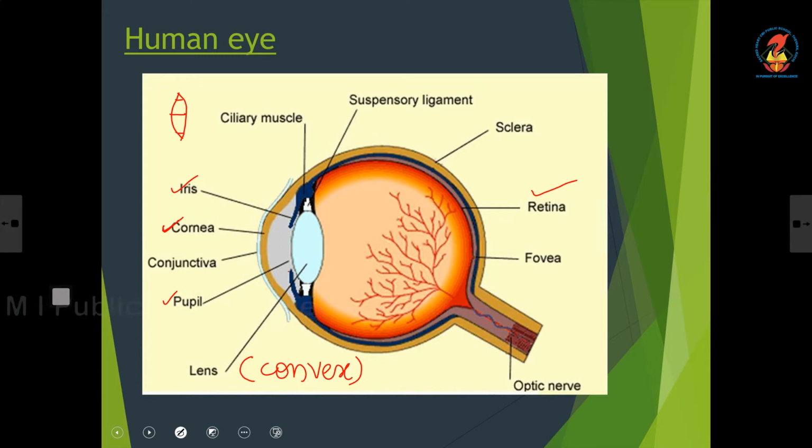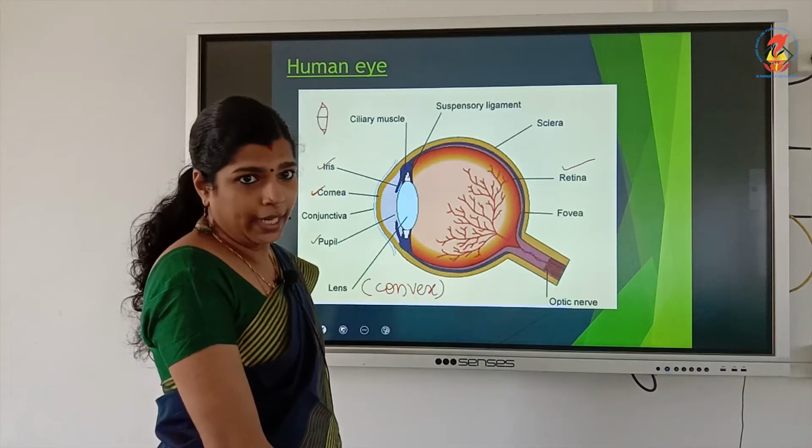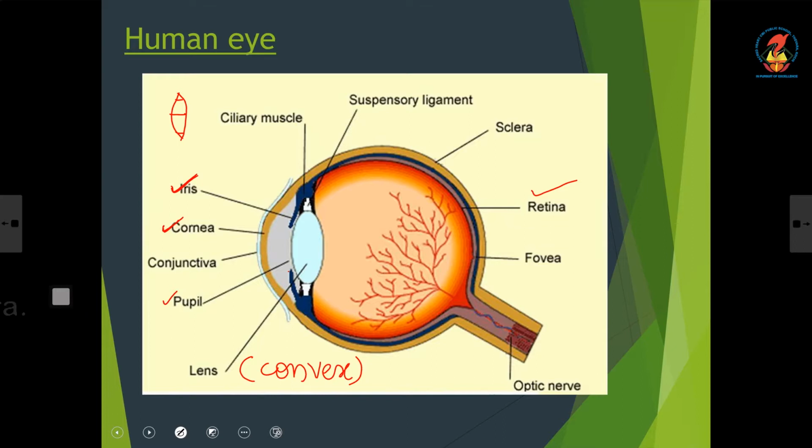Then you can see a dark muscular diaphragm behind the cornea, that is known as the iris. This portion is the iris. In the iris there is a small opening through which the light will pass. That is the pupil. The size of the pupil is controlled by the iris.